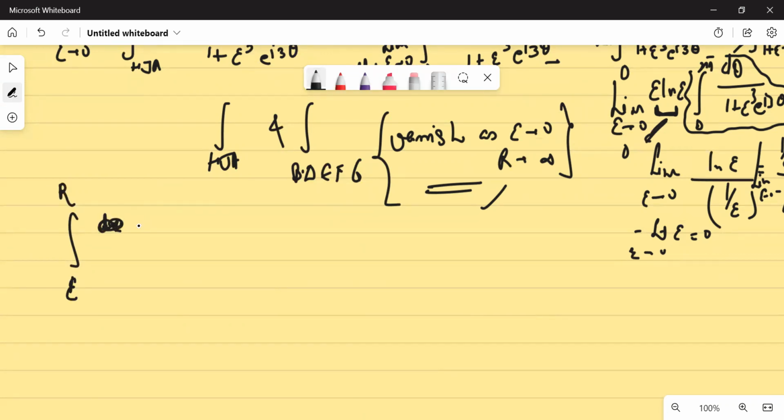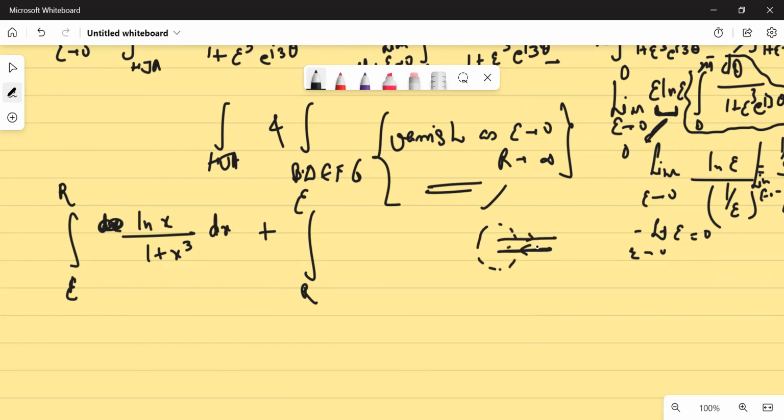I think this will be ln x upon 1 plus x cube dx. And while I'm integrating from g to h, so I'm moving in this direction, so this is r to epsilon. Also understand that while I'm integrating along gh, my argument has increased by an amount of 2 pi.